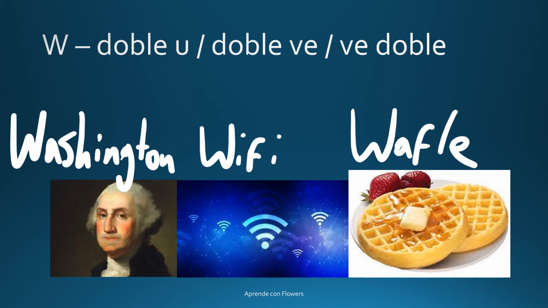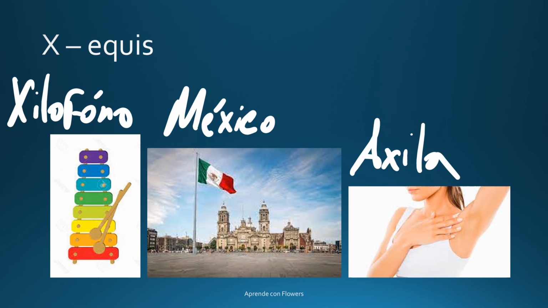W or doble U or V doble isn't really a common letter that you see in the Spanish language. You have words like Washington, Wi-Fi, waffle. Those are words that were really brought into the language from, they're not traditional Spanish words, so it's just not really common to see those words if they're not words that are brought in.